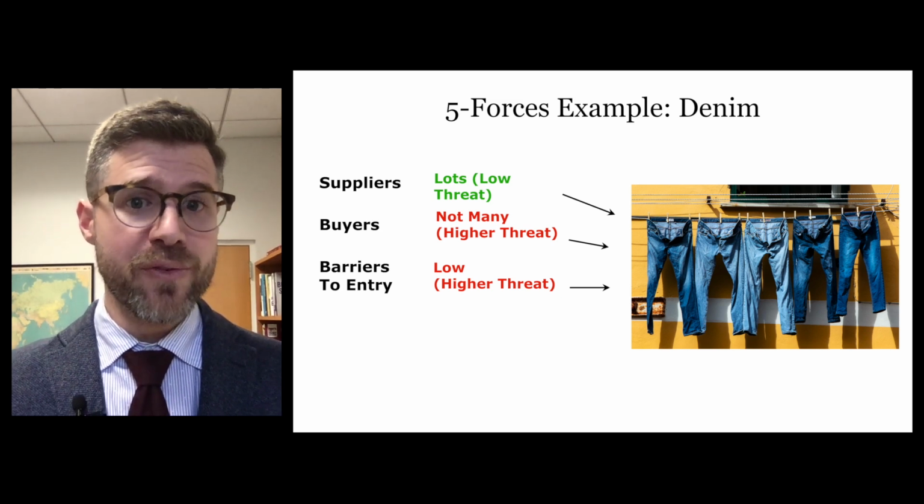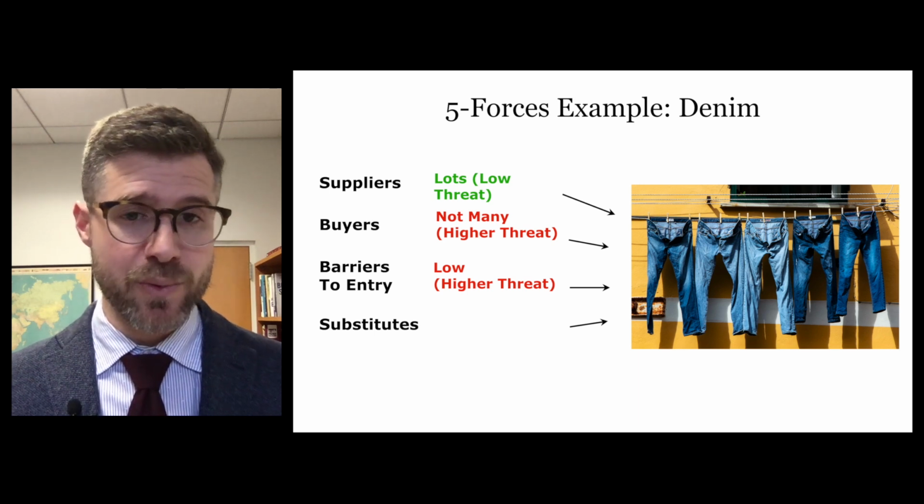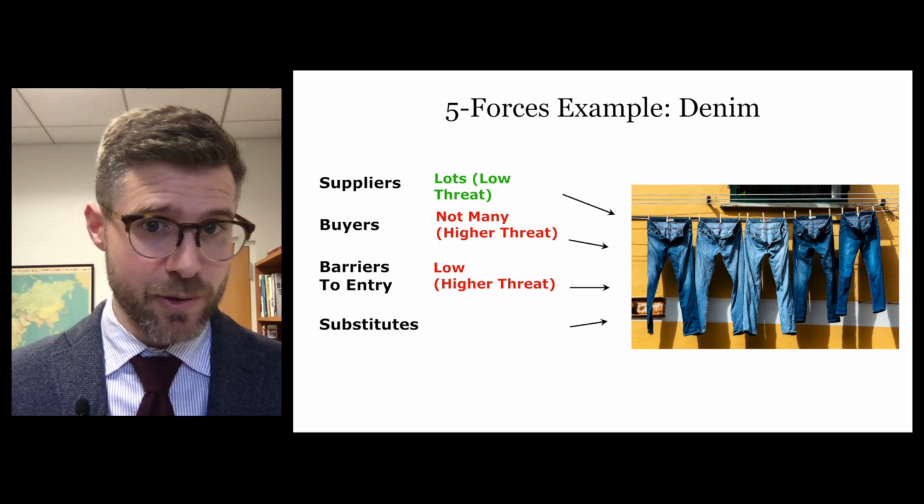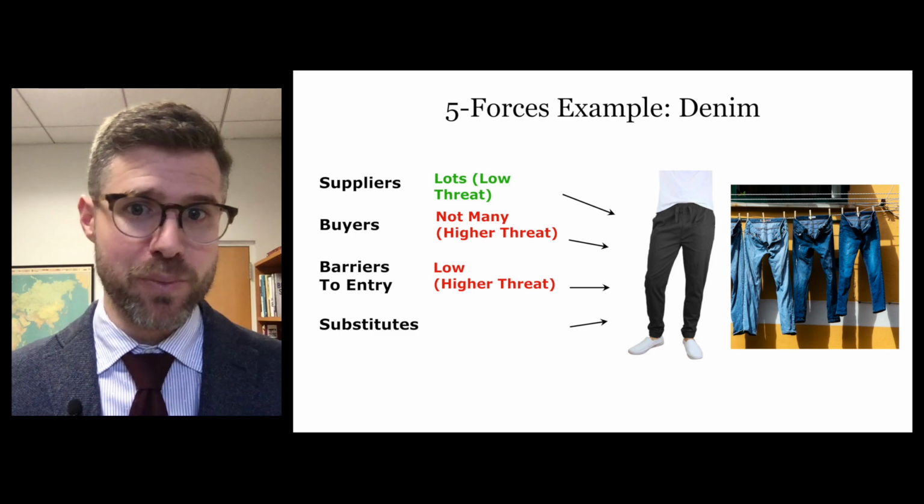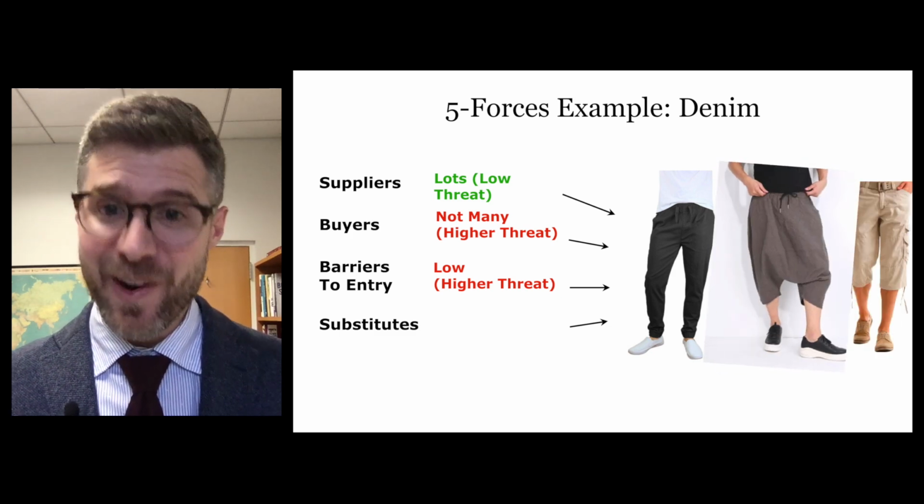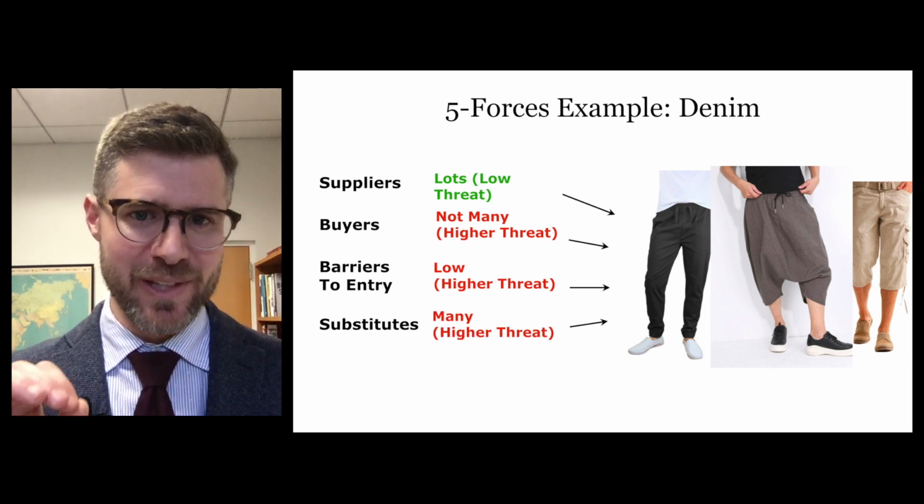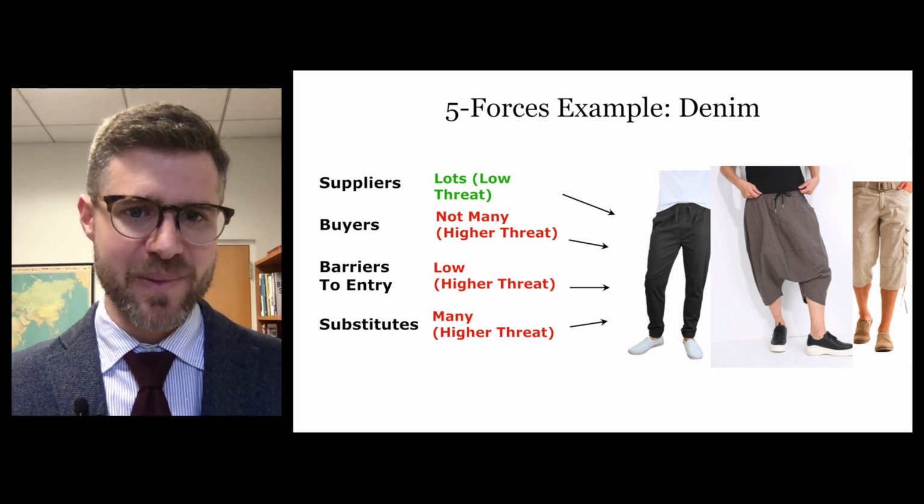The fourth force is substitute products. For denim, pretty much any type of pants would be a substitute good. This could include joggers, tropical print chinos, capri pants, or my personal favorite, harem capri pants. Either way, there are many substitutes for denim, leading to a higher threat to profits.